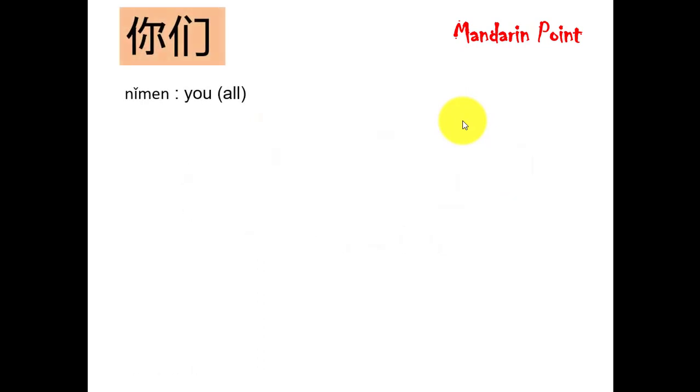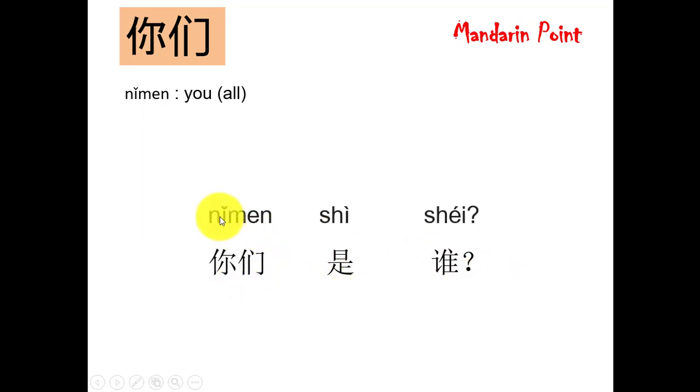Now move towards the third step, and that is 你们是谁? You are who? Who are you? That's all.